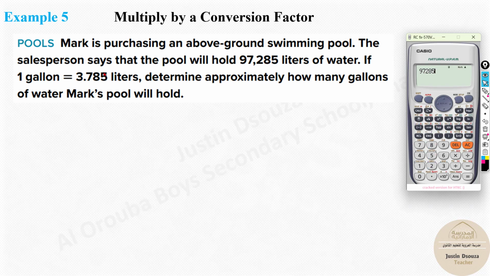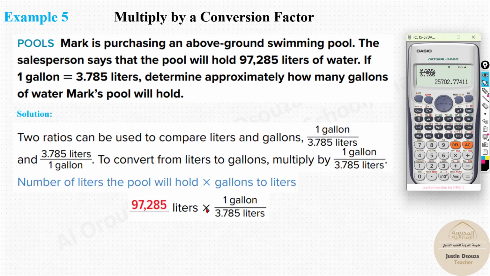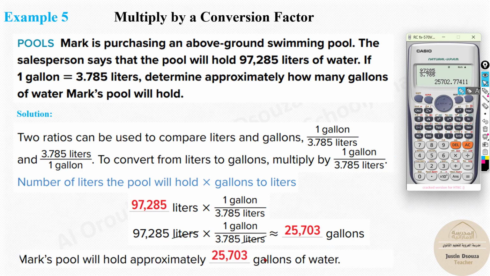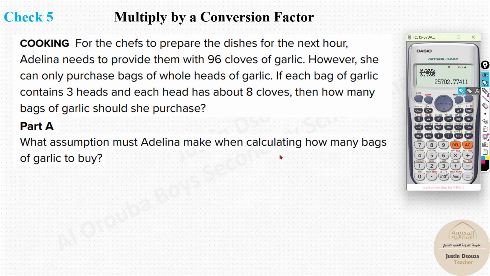Now you want this 97,285 liters to be in gallons. That means your final answer will be reduced. Reduction means you need to divide this number. To get 1 gallon, just divide by 3.785. What is the answer? It is 25,702 gallons. Approximated, it is 25,703 gallons. That's the answer. Now let's see one more.